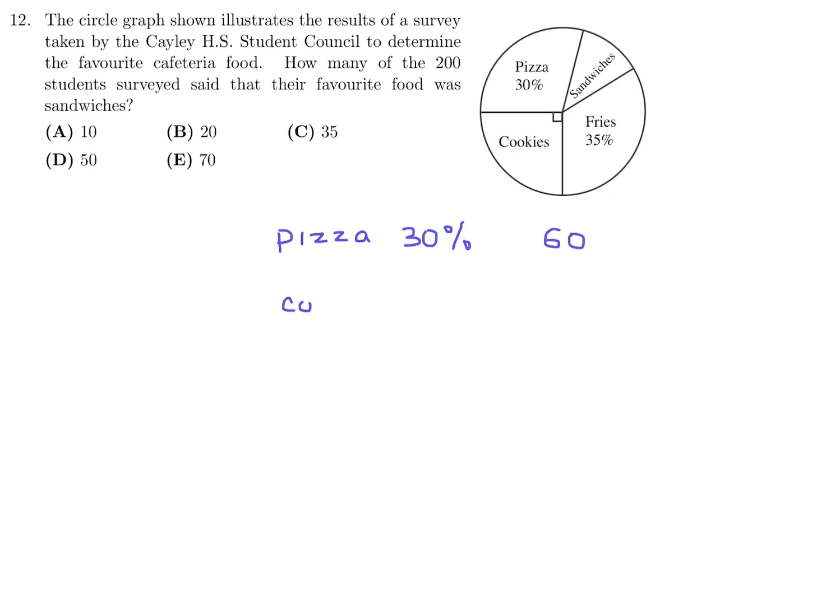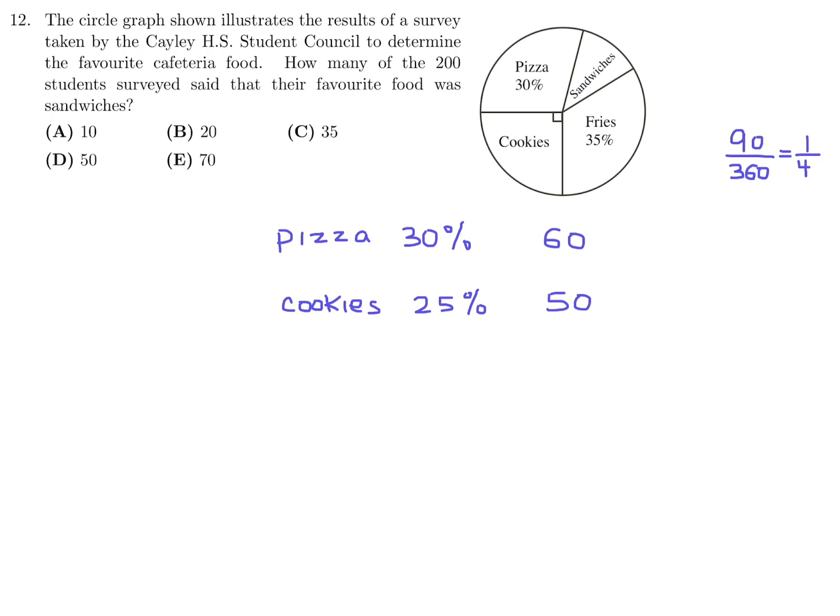And then cookies, they don't actually give you a percentage, but they give you this little symbol, which is a right angle, 90 degrees. And 90 degrees represents a quarter, 25%, a quarter of a circle. Remember, the whole angle all the way around is 360, and they've told you that's a right angle. So it's 90 over 360, and that is 1 over 4, which is 25%. So 25% of 200 is 50.